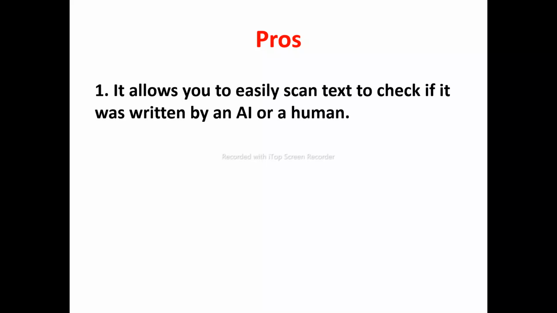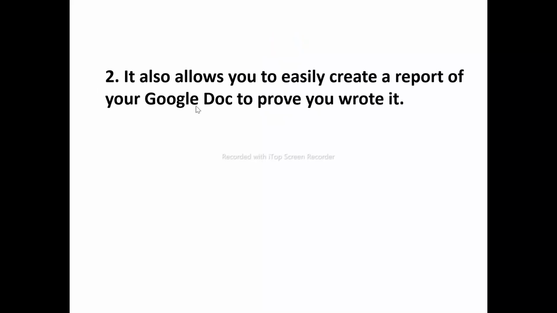It will also help you to highlight the areas of text that are most likely AI generated. So you get highlighted areas in the text that are most likely AI written. So you'll be able to scan your text to check if it was written by an AI or a human. Number two, it also allows you to easily create a report of your Google Doc to prove you wrote it.